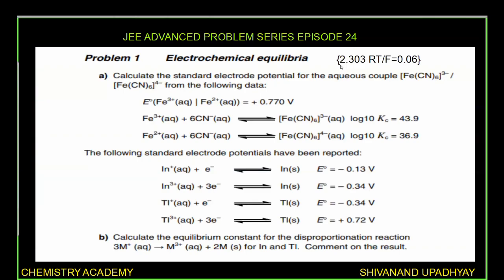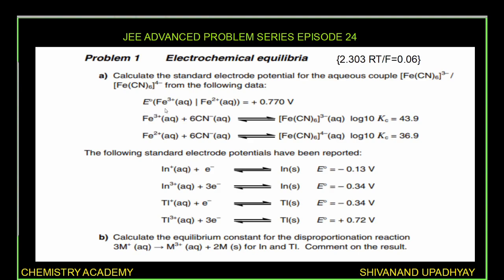They have given the value 2.303 RT upon F is equal to 0.06. The first part of the problem is: calculate the standard electrode potential for the aqueous couple [Fe(CN)6]3- / [Fe(CN)6]4- from the following data. Here iron is present in +3 oxidation state, and here iron is present in +2 oxidation state. So there is a gain of electron by this chemical species in order to convert into this chemical species.